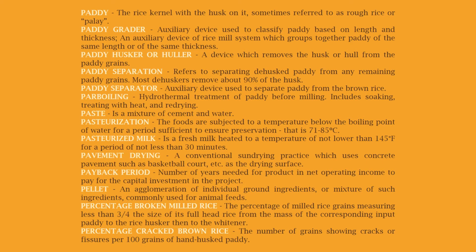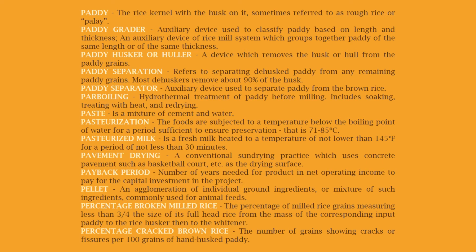Paddy grader. Auxiliary device used to classify paddy based on length and thickness. An auxiliary device of rice mill system which groups together paddy of the same length or of the same thickness. Paddy husker or huller. A device which removes the husk or hull from the paddy grains. Paddy separation. Refers to separating dehusked paddy from any remaining paddy grains.